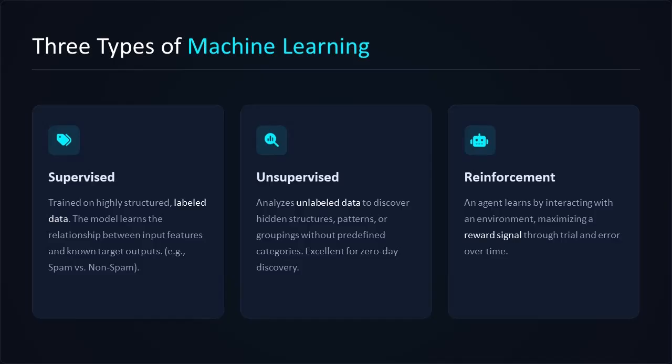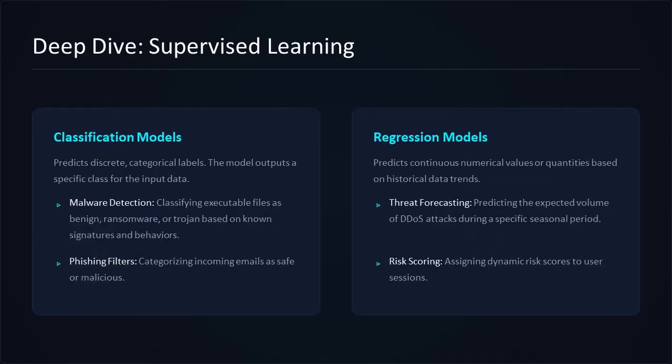Classification models. Predicts discrete, categorical labels. The model outputs a specific class for the input data. Regression models. Predicts continuous numerical values or quantities based on historical data trends.